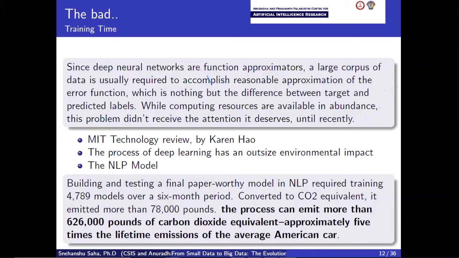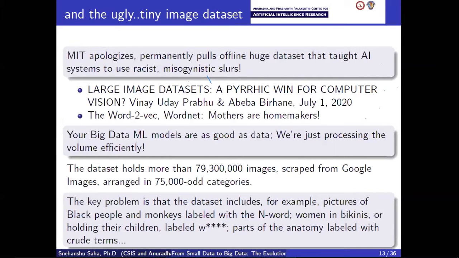And this is the inference that you are actually getting at the end of it. Okay, I mean, this is still okay. Your models can go wrong. They can make wrong inferences. But the ugly part is that Tiny Images data set. I'm not sure if you're aware of this.